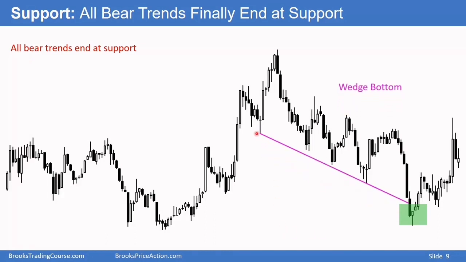Another wedge bottom. We had 1, 2, 3, that bottom failed. And now we're getting a bear breakout below a bear channel. You can call it 3 pushes, 4 pushes, 5 pushes, doesn't matter. 3 or more pushes, it's a potential wedge. And we're getting a strong bear breakout below a wedge bottom.